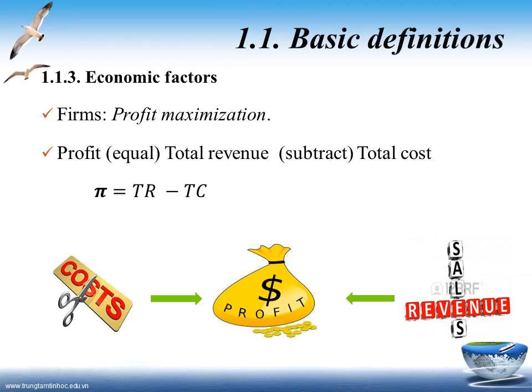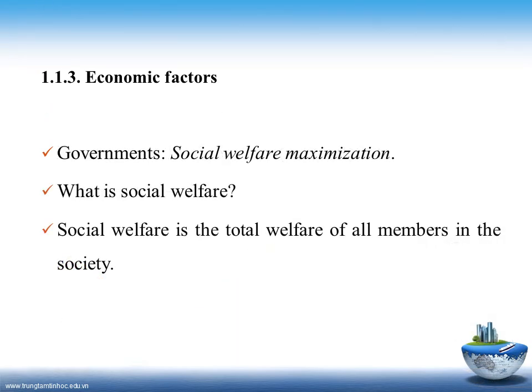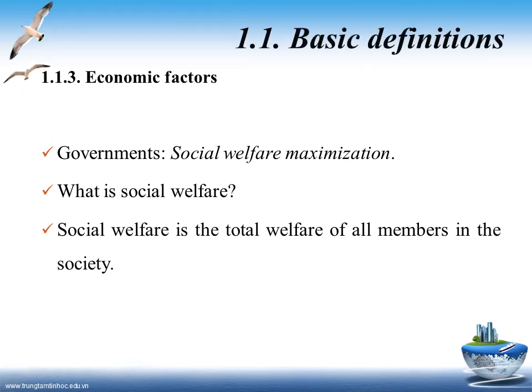How about another factor, firms? What is their target in the economy? Firms produce goods and services, then sell what they have produced and get back money. The amount of money they get back when selling goods and services after subtracting costs is called profit. How about governments? Governments target at maximizing social welfare. What is social welfare? Social welfare is the total welfare of all members in the society.